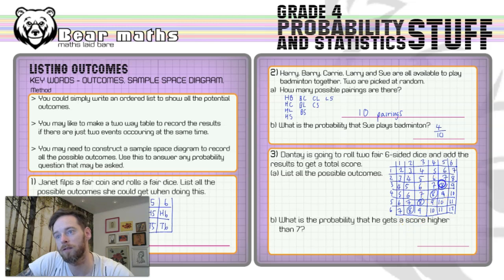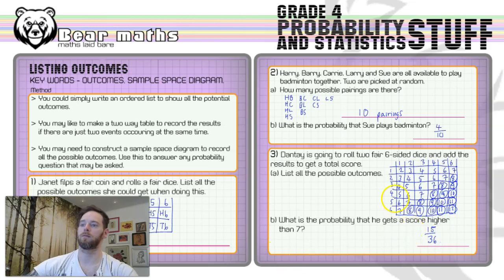8 is more than 7. Okay, so it's 9, 10 and 11. So we need to count all of these options here, and that will be the top of our fraction. So 1, 2, 3, 4, 5, 6, 7, 8, 9, 10, 11, 12, 13, 14, 15. 15 potential numbers. So that is that 15? Yeah, 15. So 15 out of 36 numbers are higher than the score of 7.